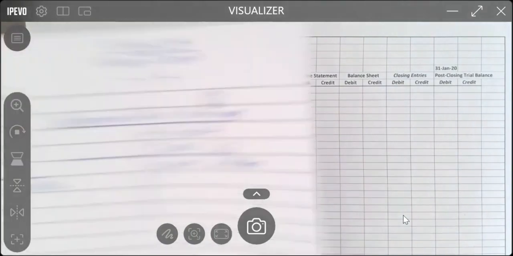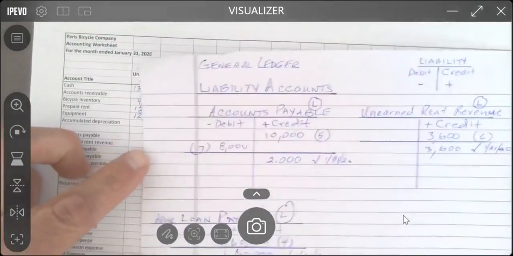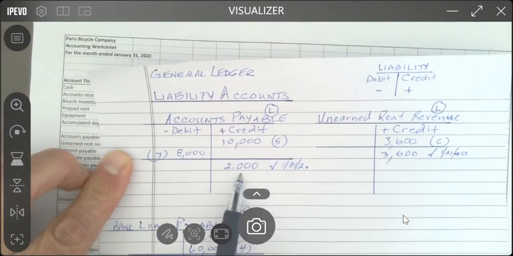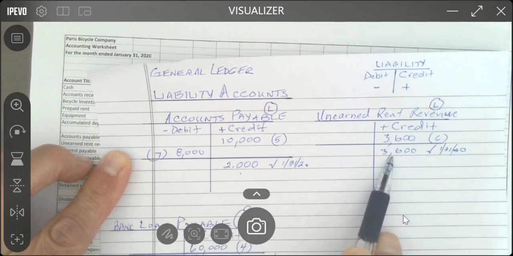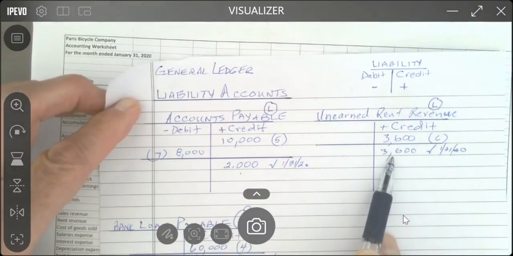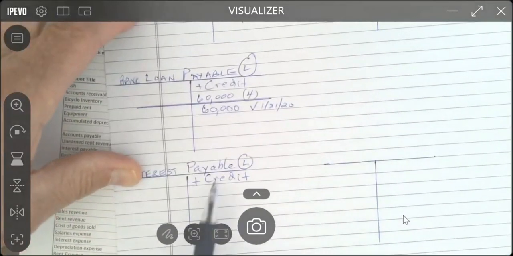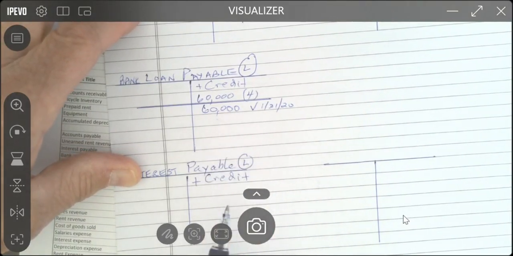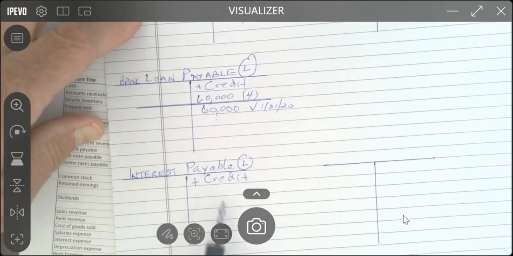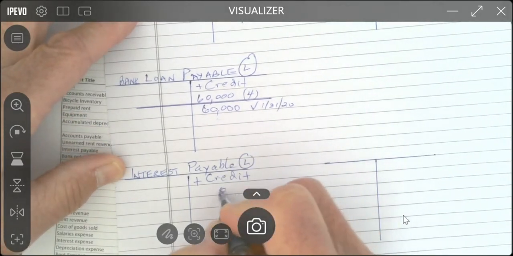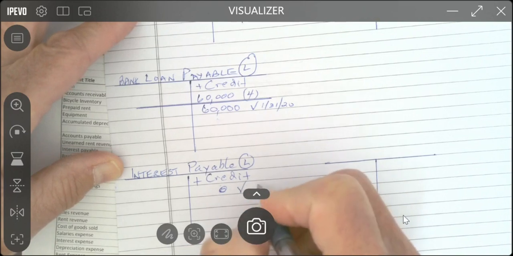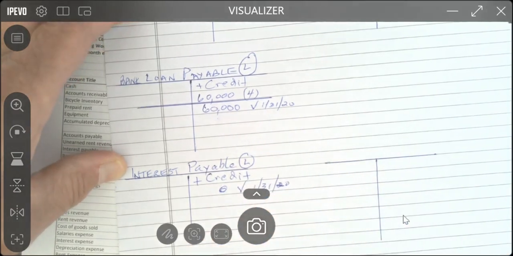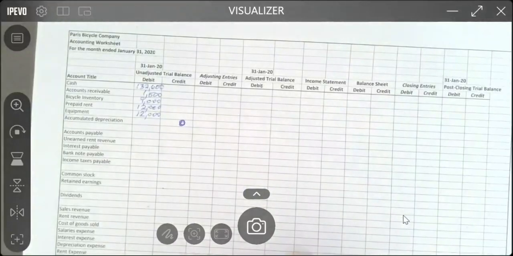Accounts payable. This is the liability accounts, and we have accounts payable of $2,000, unearned rent revenue of $3,600. The bank loan has a balance, hence the check mark, of $60,000 right now. Interest payable has a balance of 0 right now. Okay, so let's put those into our schedule.